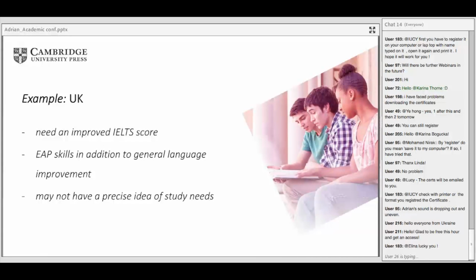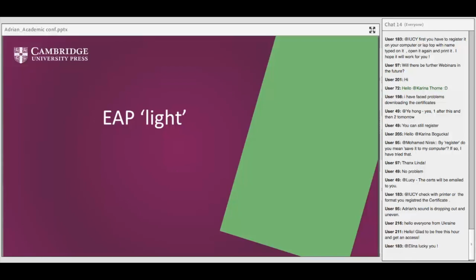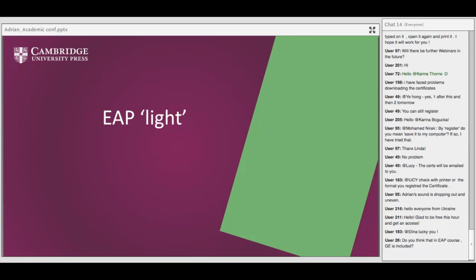Slightly different example is from the UK. Students who come to the UK with the intention of studying, they need to improve their IELTS score, and they need EAP skills in addition to general language improvement. Often I think they are very highly motivated, so that's not an issue, but they may not have a very precise idea of their study needs, or even know exactly what it is they're going to study. In both these cases, I think, it may be appropriate to have what is often referred to as an EAP light approach. In other words, an approach which touches more lightly on academic skills and which brings in some of the features of general English that I outlined in the examples.